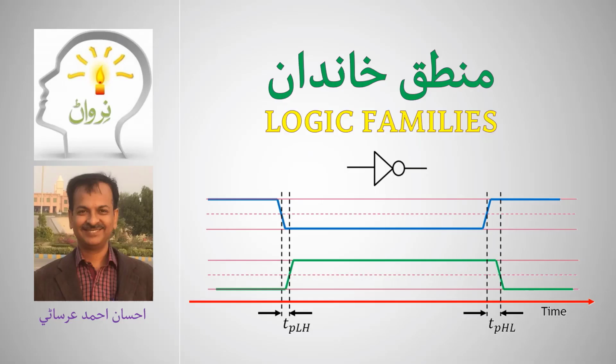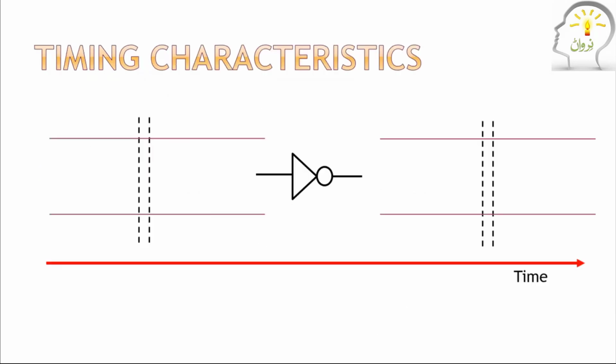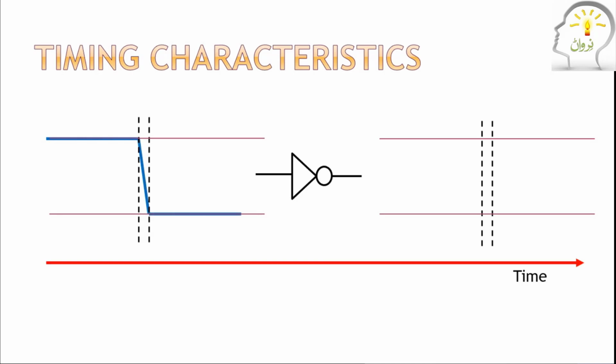Last time we were studying logic families and I explained fan in and fan out. Now comes the timing. Suppose this is a NOT gate and we need to see its timing characteristics. We want to see how fast it is. So we apply a square wave which goes from high to low, and then how will its output change? How do you think its output looks? Low to high? Low to high.